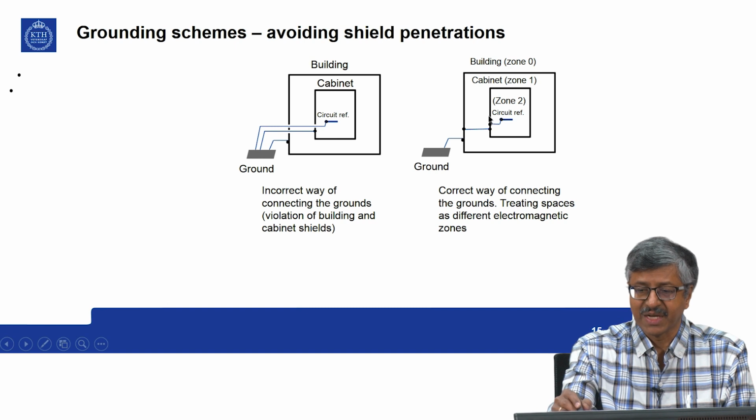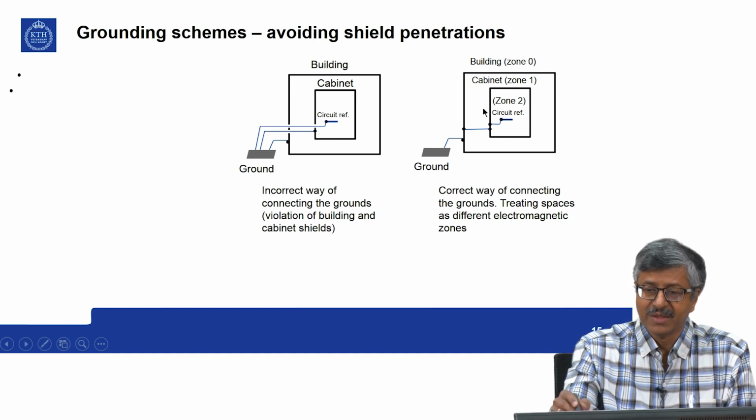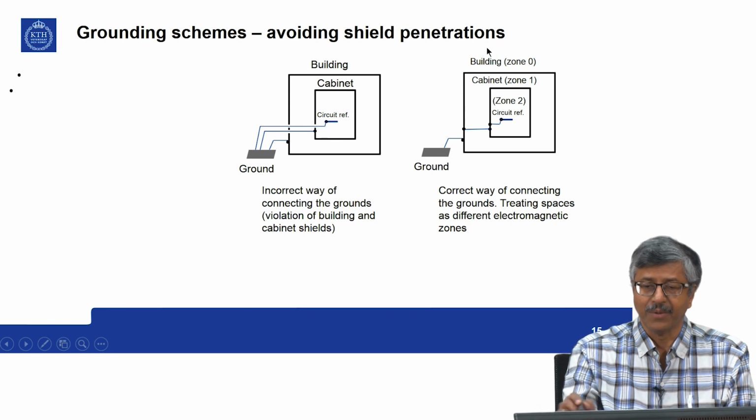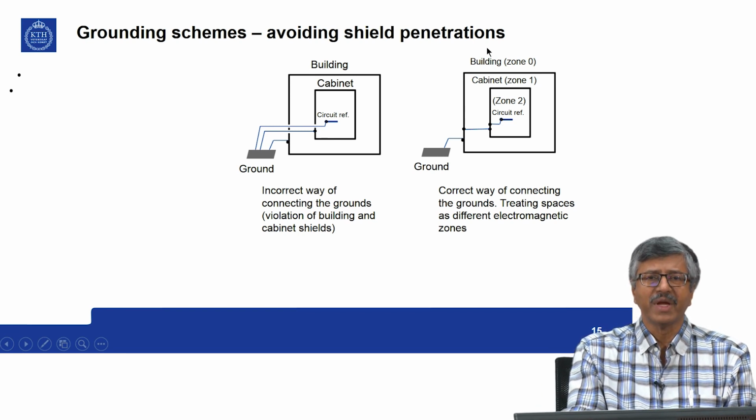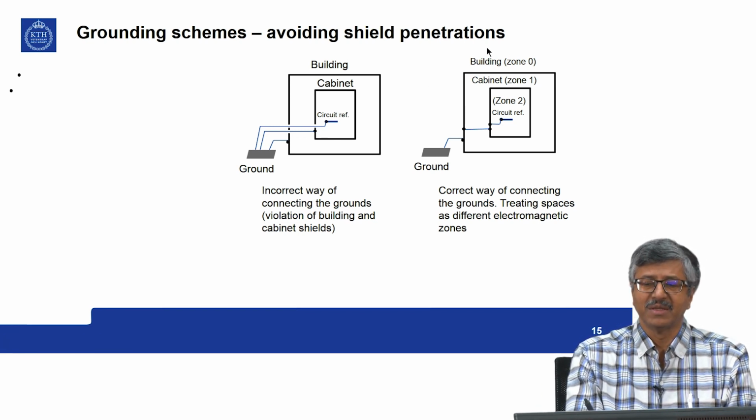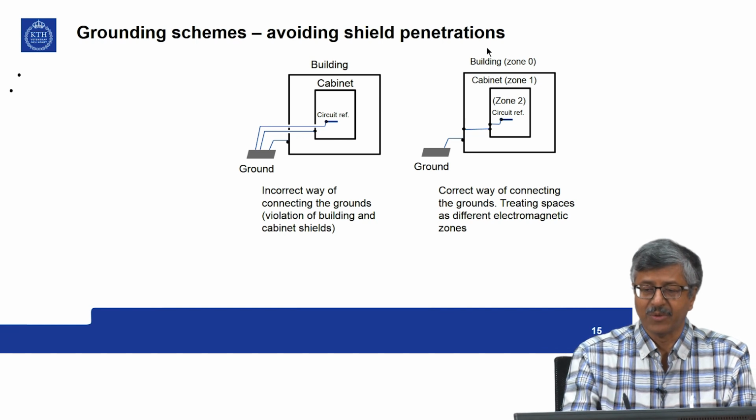Circuit reference is connected over here, confined to this zone 2. This cabinet is zone 1, these two are bonded together and zone 0. So, you really have to think in terms of electromagnetic zones while designing these grounds.